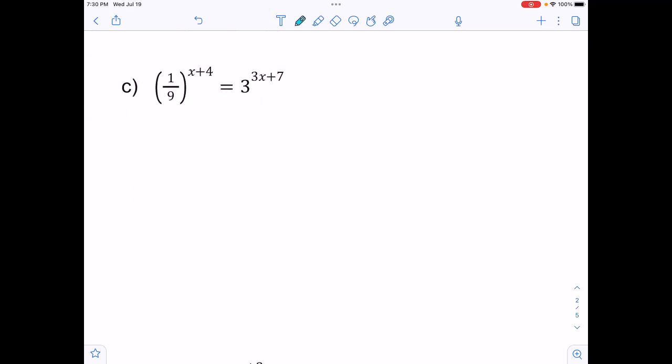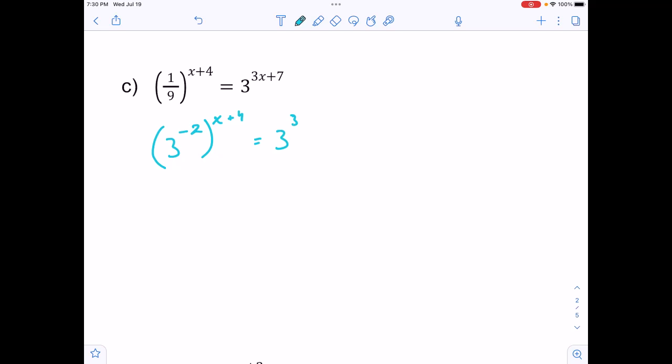Here I have 1 over 9 to the power of x plus 4 is equal to 3 to the power of 3x plus 7. Okay, this is a fraction. We know we get fractions with negative exponents. So this is actually 3 to the power of negative 2. And then I add in the actual exponent, x plus 4.